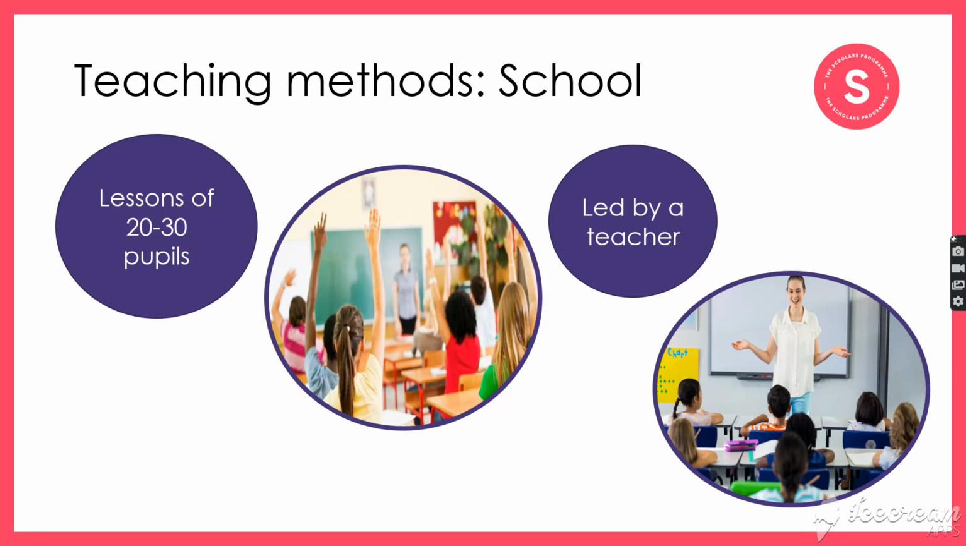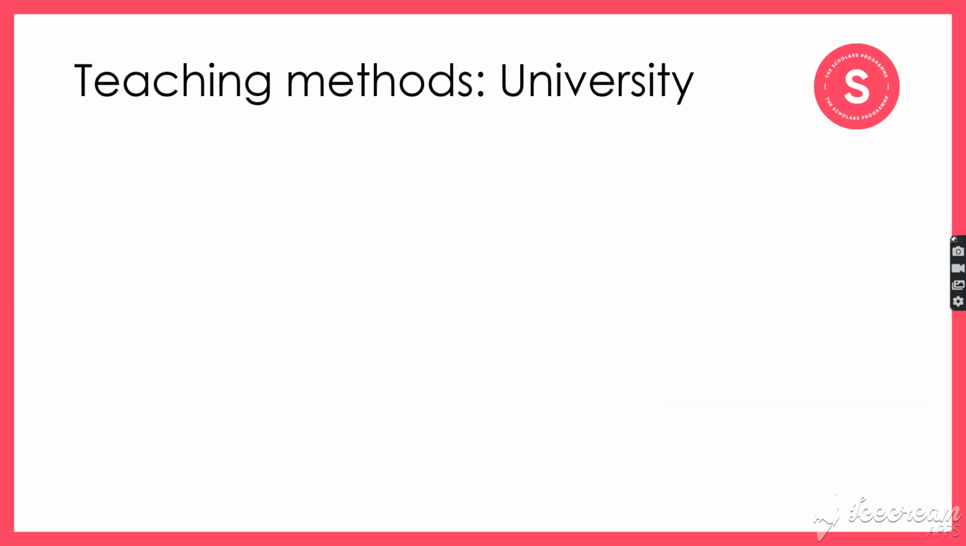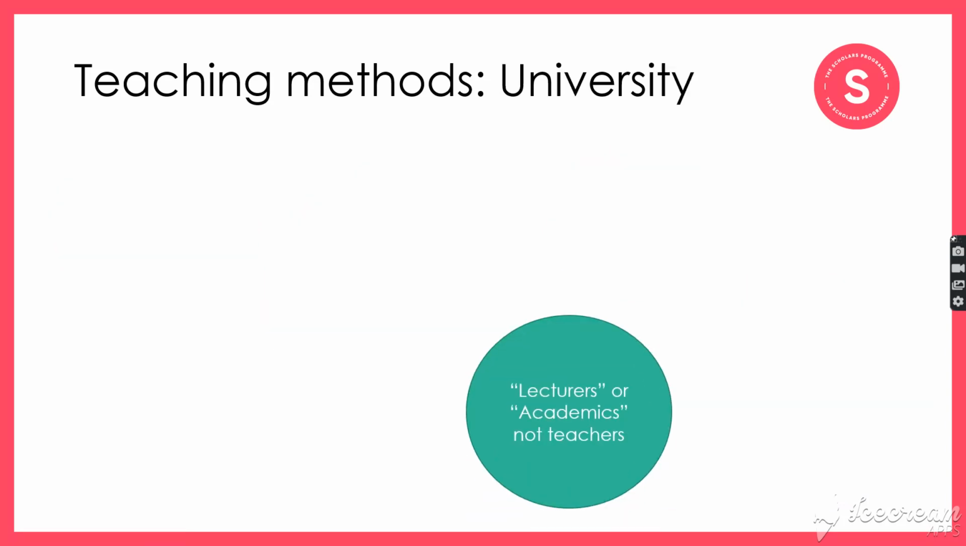At university, you would have different teachers for different parts of your course because they'll be experts in different areas of it. However, there's one key difference at university. Your teachers aren't called teachers, they're called lecturers or academics. These people are very much like your Scholars Programme tutors. They either have a PhD or they'll be studying for a PhD. This means that they're experts in a specific part of your course that they're teaching.